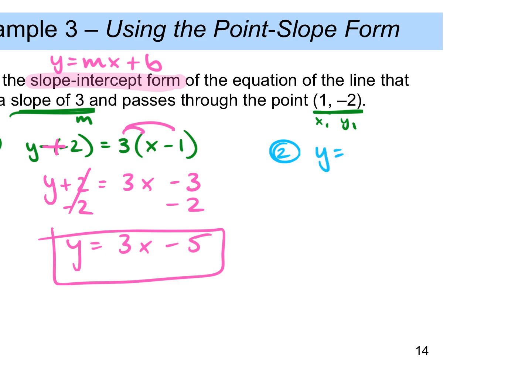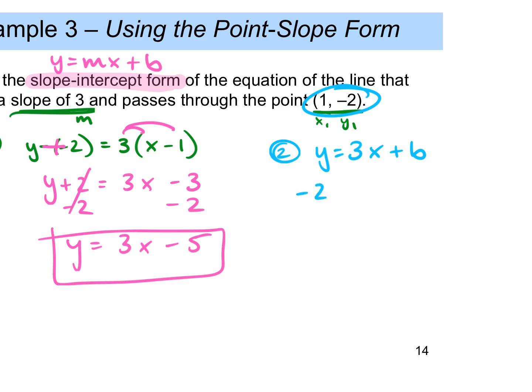So y equals mx plus b. Our m is 3, x plus b. Here we don't know what our b is. We don't know what the y-intercept is. But do I know what x and y are? What's x? 1. And y? Negative 2. I can use this point as x and y. And I can plug it in and then find b.